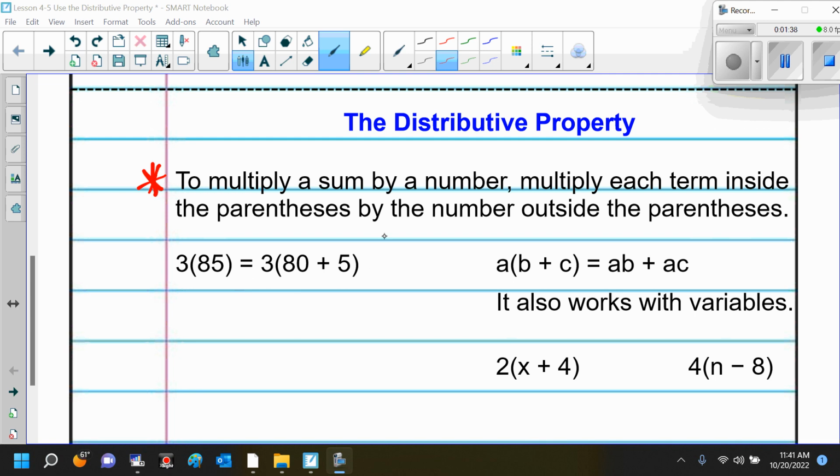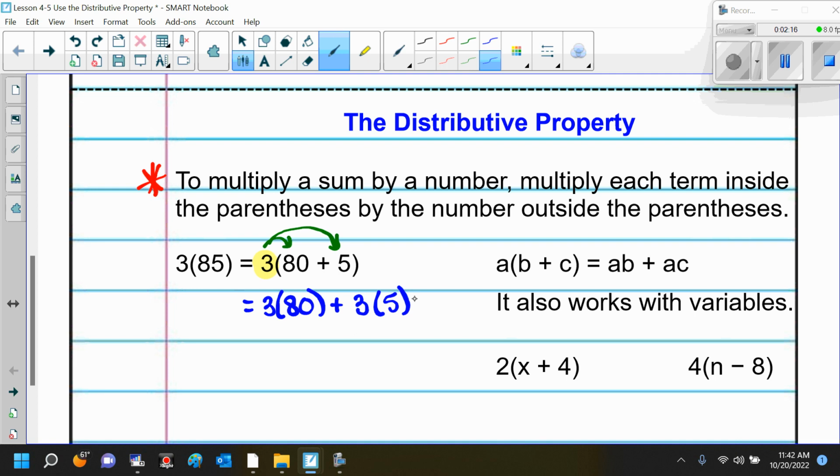So it says we're going to take the number on the outside. The number on the outside here is 3. And we're going to take that and multiply it times everything inside the parentheses. So here we have 3 times 80, and I'm going to write down here, 3 times 80, and then we're going to multiply 3 times 5. So plus 3 times 5. Okay?